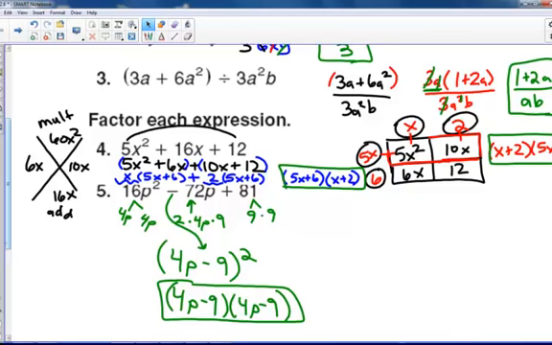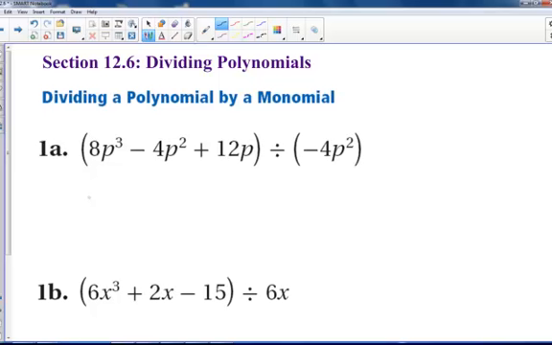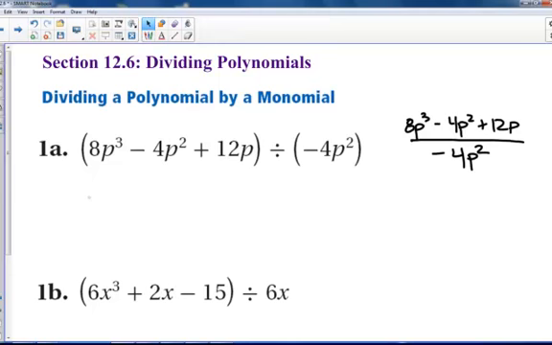All right, today's topic is long division of polynomials. We're going to divide this out by doing 8p cubed minus 4p squared plus 12p all over negative 4p squared. So the first step is to take out the greatest common factor because the whole numerator is linked. So that would be 4p. And once we do that, we're going to have a 2p squared minus 1p plus 3.